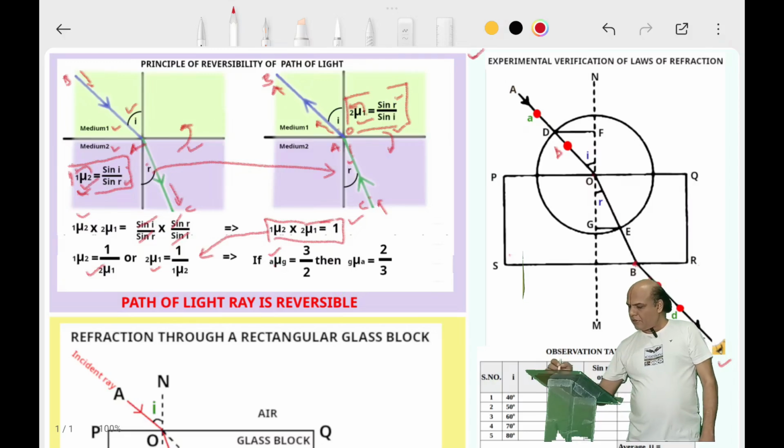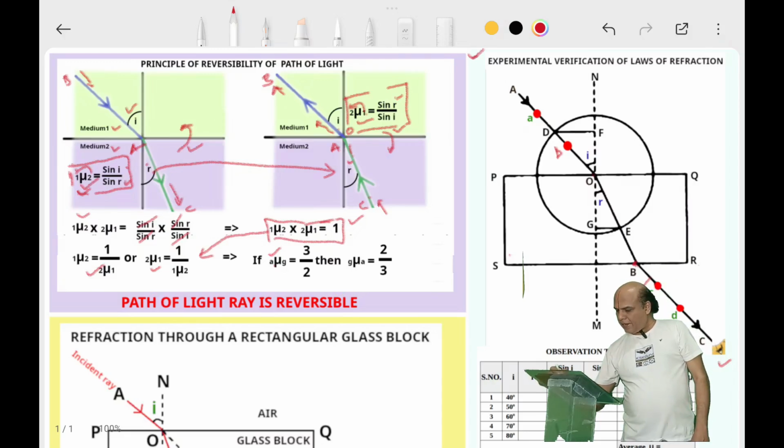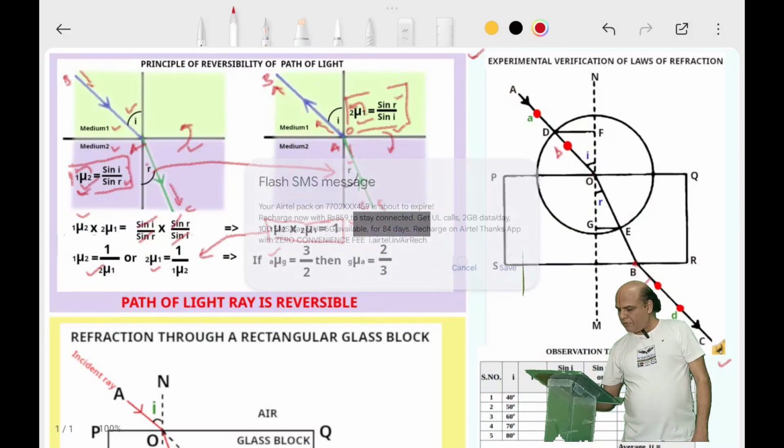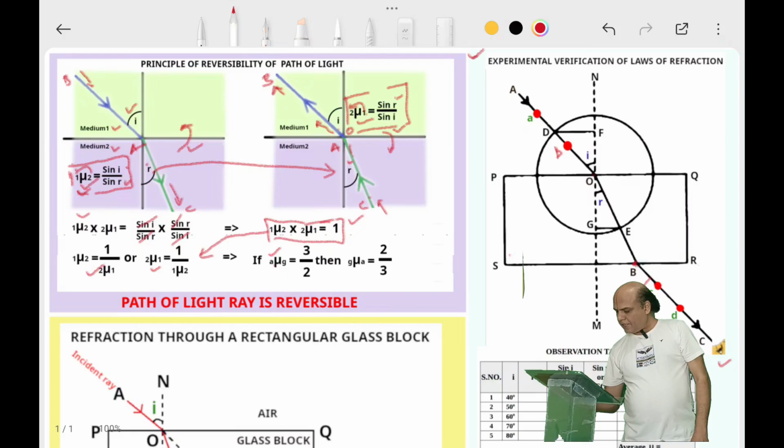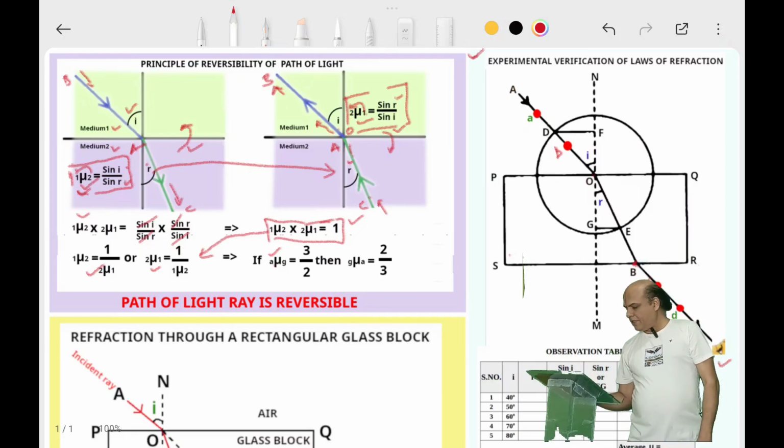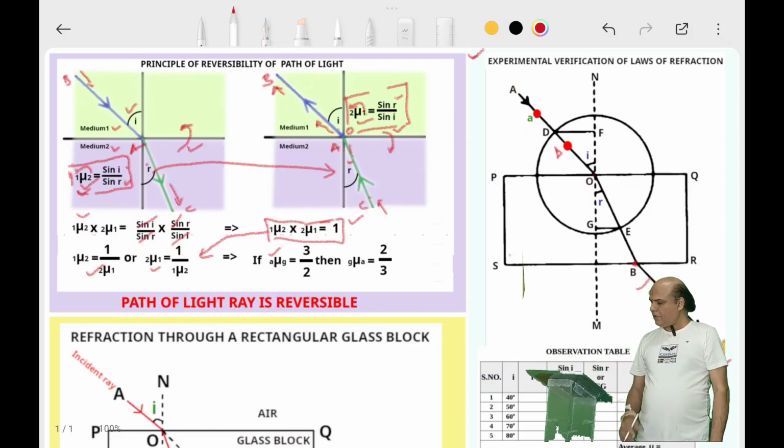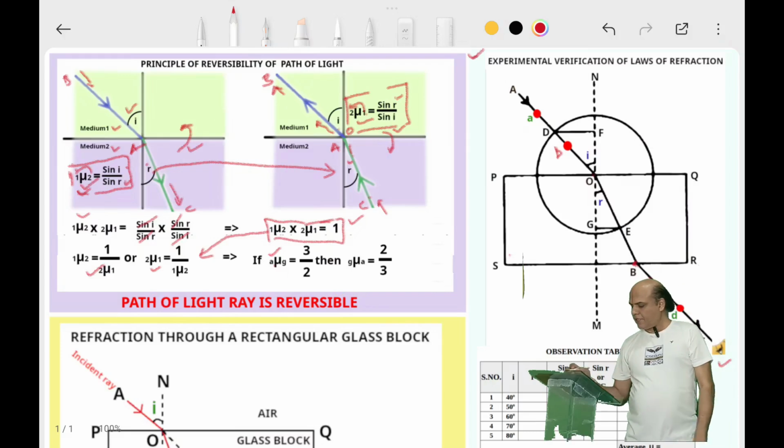So AO would be your incident ray, OB would be your refracted ray, and BC would be your emergent ray when you are watching from point C with the naked eye. Okay, so far so clear.